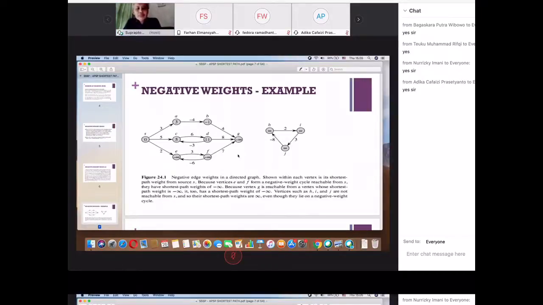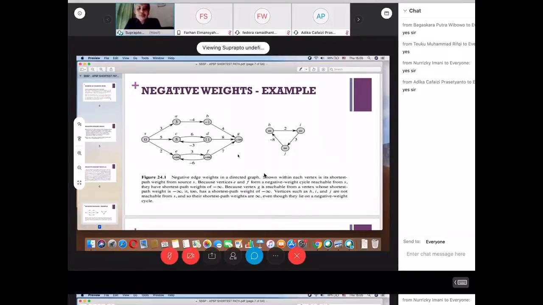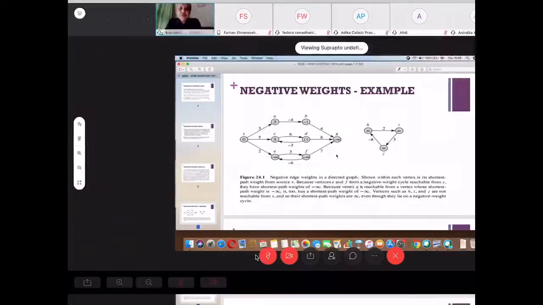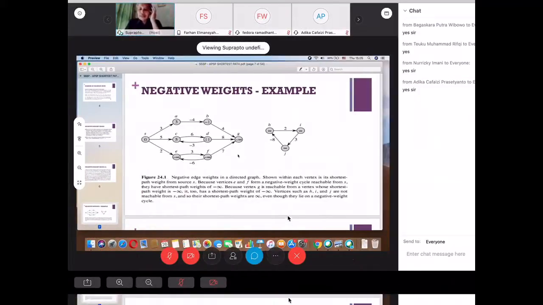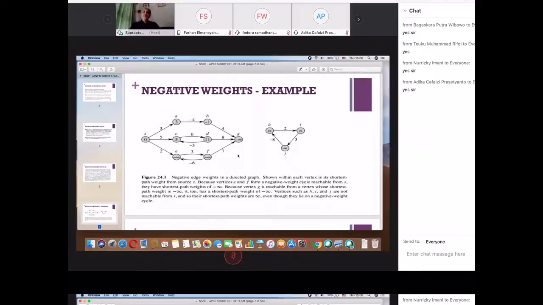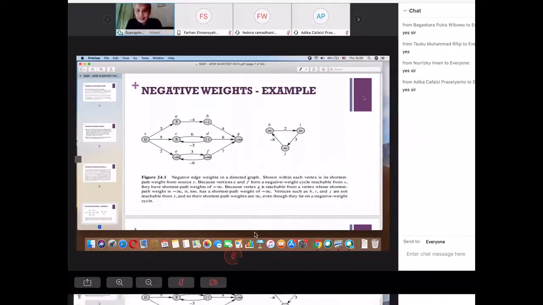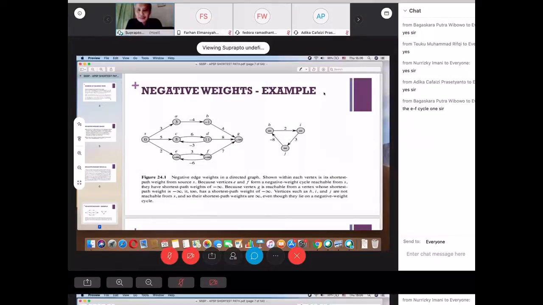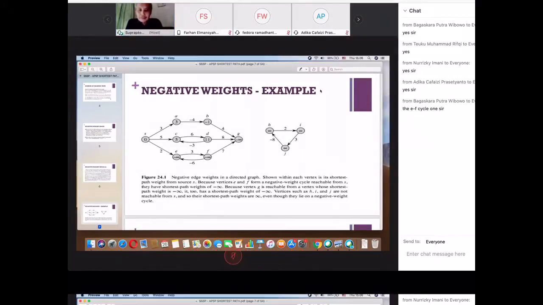To determine whether there is a solution of the shortest path or not, we have to first determine whether there is any negative cycle or no negative cycle. Anyone?